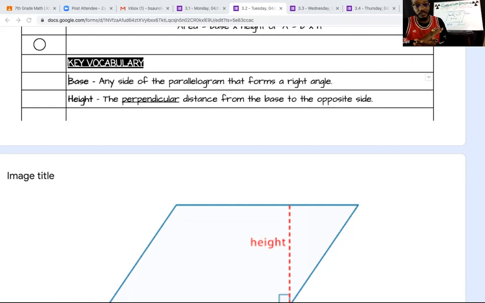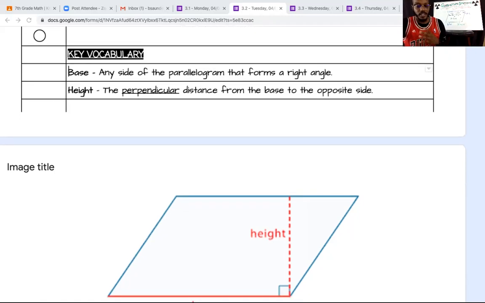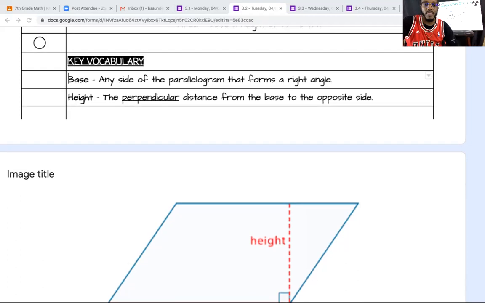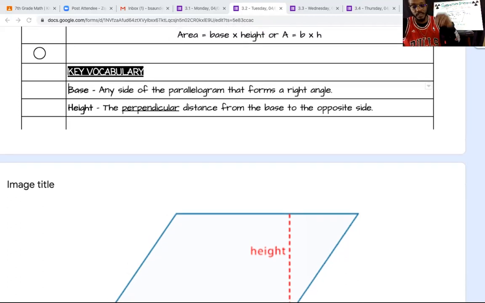The key vocabulary you need to know for this is what a base is. A base we define as any side of the parallelogram that forms a right angle. What you notice about a parallelogram is that it has four sides. We're going to talk about how you can identify the base in each of these. And then the height is the perpendicular distance between those two bases.